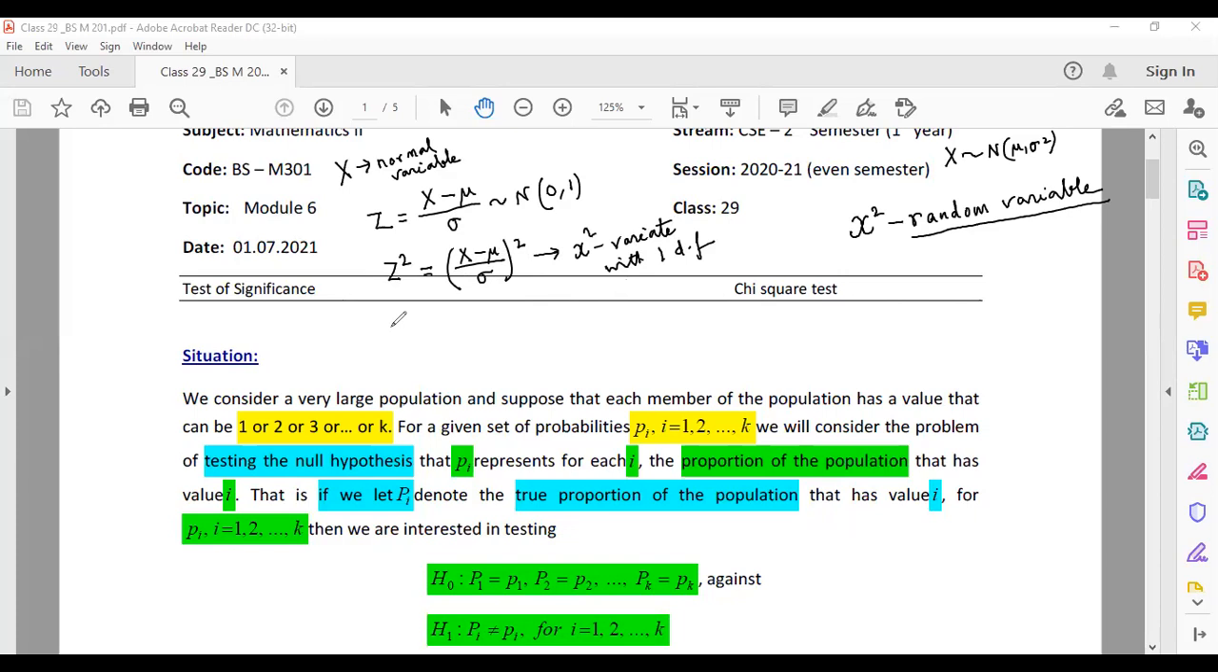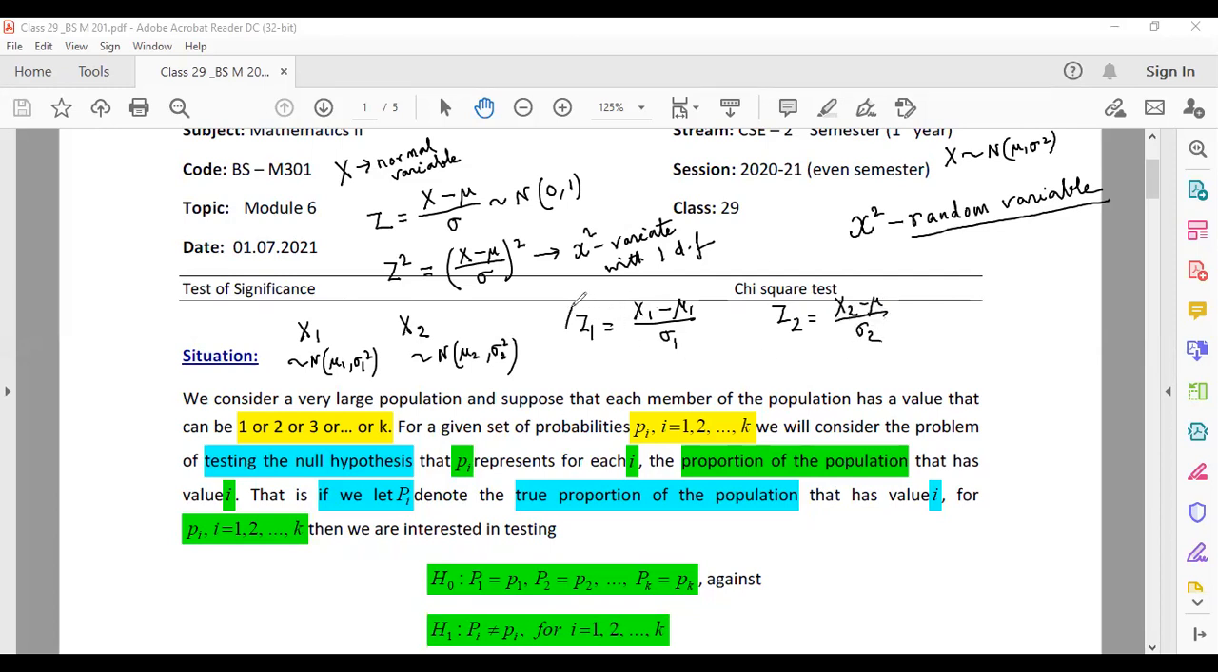Okay, and suppose there are two normal variables x1 and x2. X1 follows a normal distribution with mean mu1 and variance sigma 1 square. X2 is a normal variable which follows a normal distribution with mean mu2 and variance sigma 2 square. Now, in this case, we can define two standard normal variables in the following manner. We can write Z1 as (x1 minus mu1) by sigma 1 and Z2 as (x2 minus mu2) by sigma 2.